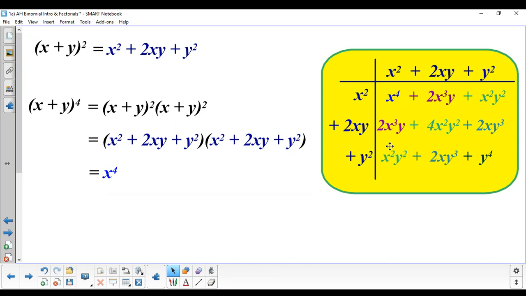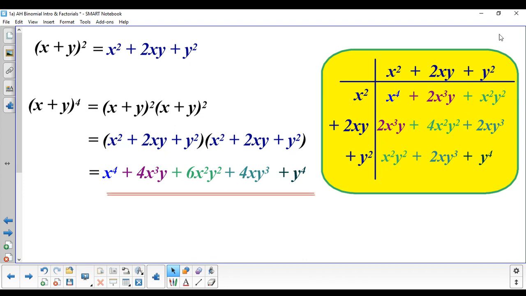Whereas the purple ones, you can see they have 2x^3y, and 2x^3y gives you 4x^3y. Then we've got x^2y^2, and 4 of them, and 1 more of them means you've got 6 of them. 2xy^3 and 2xy^3 gives you 4xy^3, and lastly you've got y^4. So it means that you have managed to expand 4 brackets if you wrote it as (x + y) 4 times, okay, and got your answer.